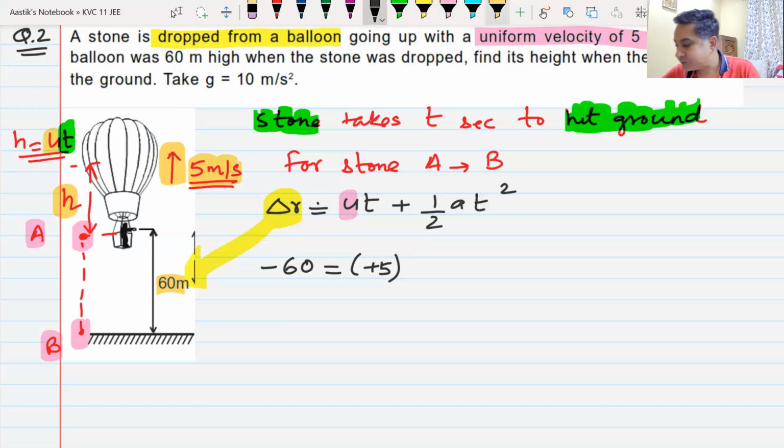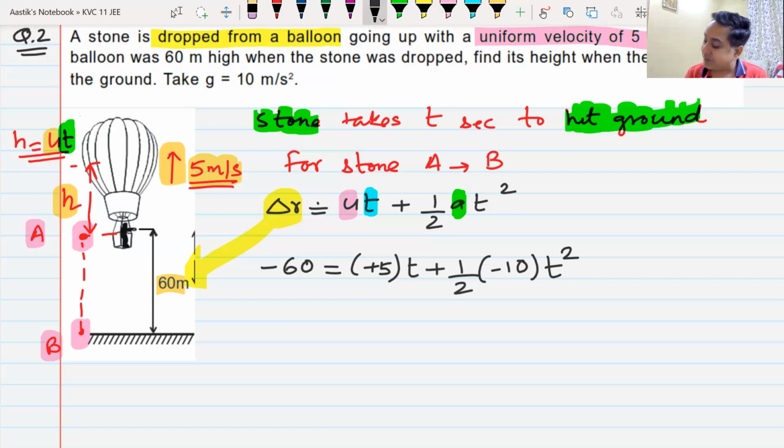What about T? This T I don't know, so I have to find out the value of this T. So I'll just write it as T plus half. What is the value of A? Minus 10. That is correct. Give vectors the respect and they will help you out.